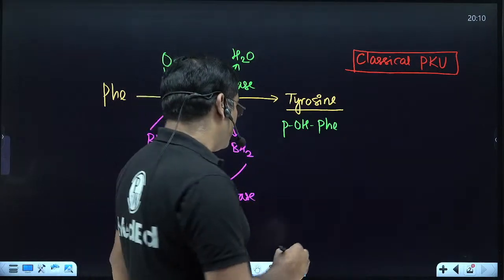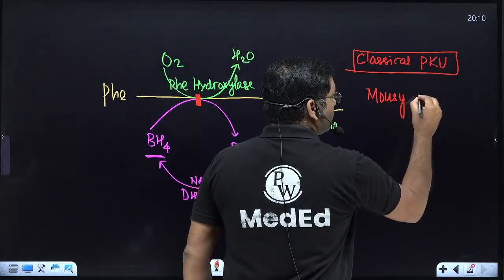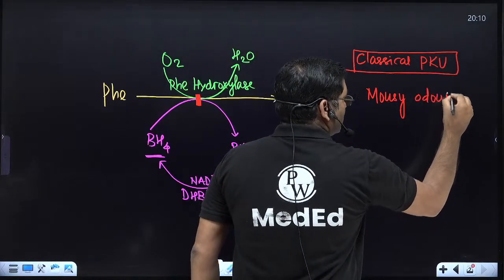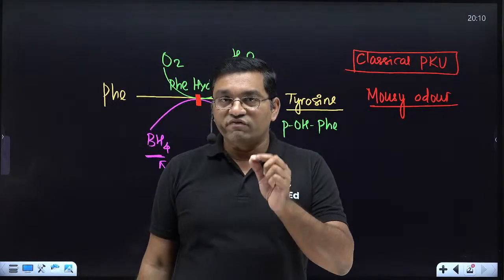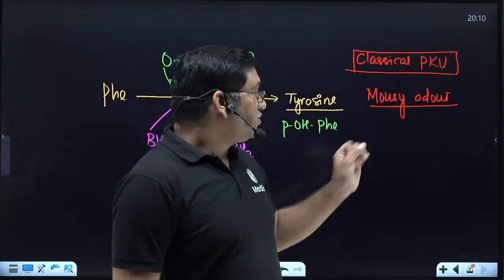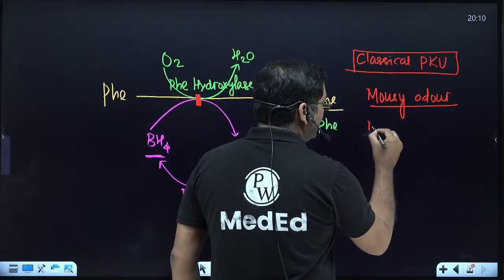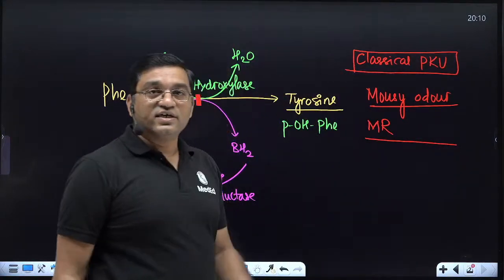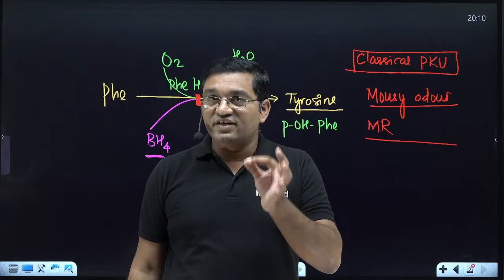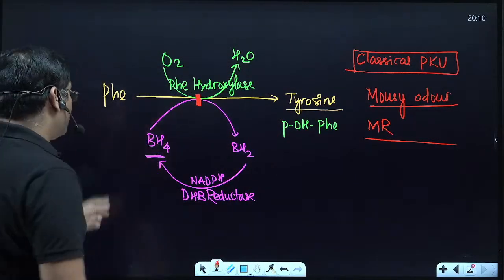Mousy odor of urine is a characteristic feature, and it is because of excretion of phenylacetate in the urine. The second important feature is CNS manifestation, that is mental retardation. Mental retardation is because of accumulated phenylalanine level, and phenylalanine is diverted for other products.